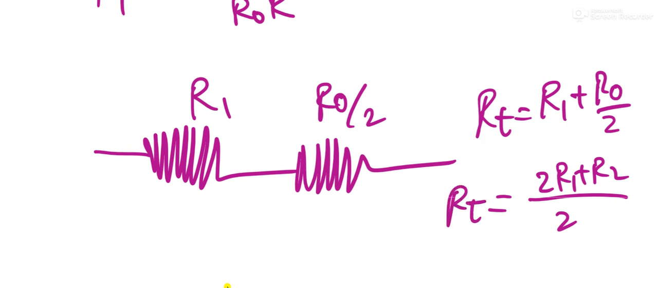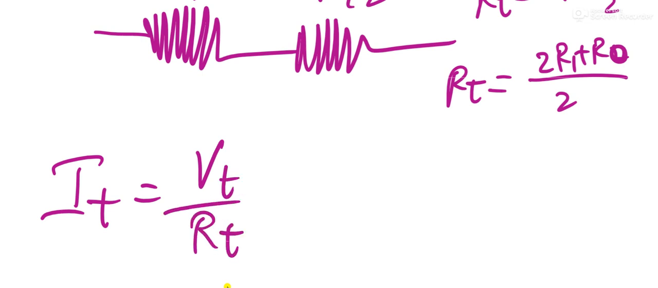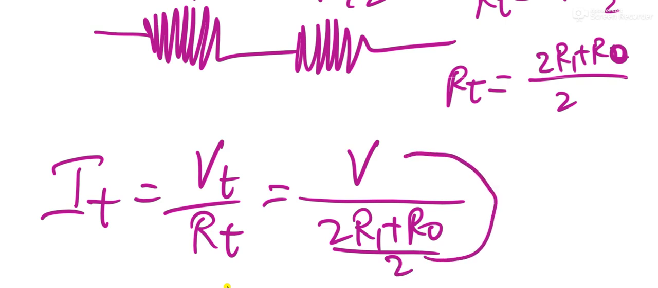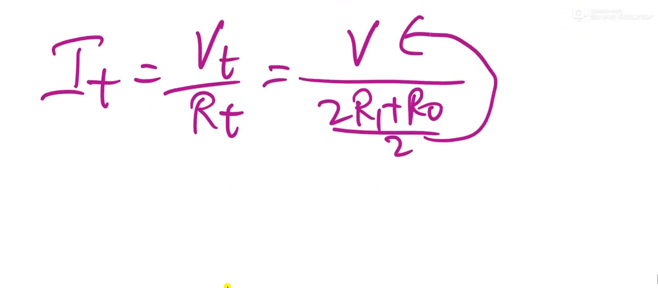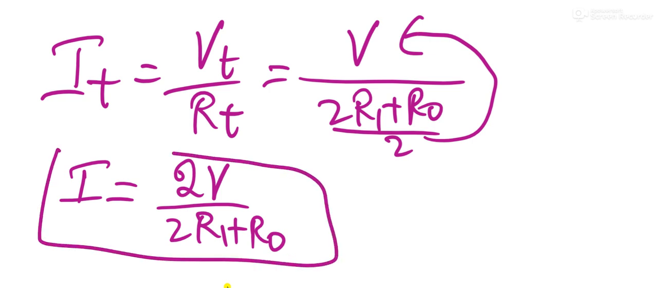Now what I can find is I total. I total is equal to V total divided by R total. V total, the total voltage in the circuit, is going to be V. What is R total? 2 R1 plus R naught divided by 2. The denominator will directly go into the numerator. So the current flowing in the circuit is 2V divided by 2R1 plus R naught.